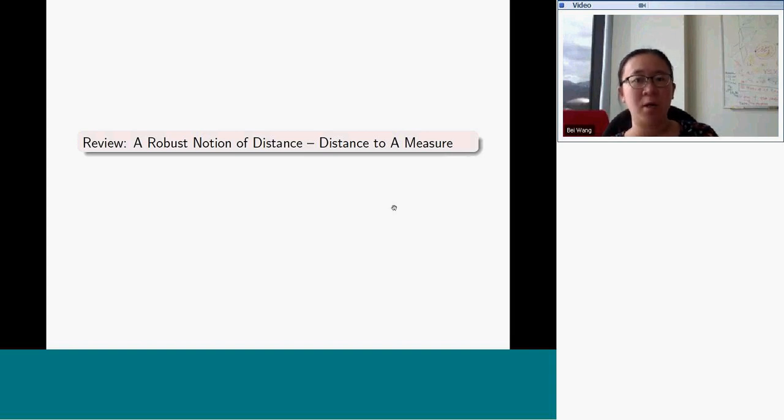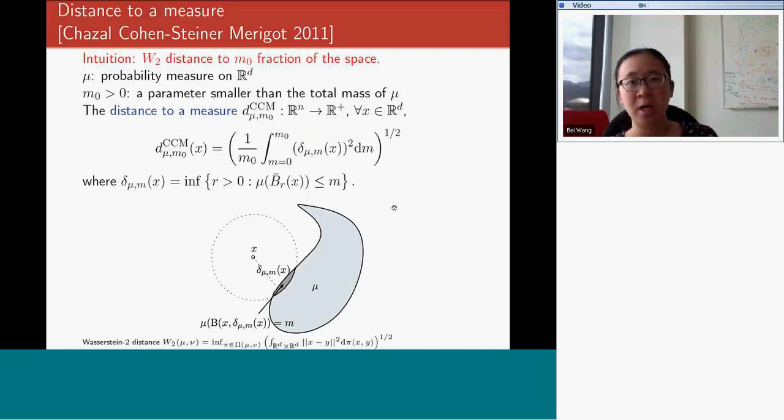In more detail, I will quickly review the distance to a measure, which I consider one of the first works on distance-based inference that is robust to noise. It was proposed by Chazal and colleagues in 2011. The intuition behind distance to a measure is that I have a measure mu on a compact set, and my distance to a measure is some form of distance to a certain fraction of the space. The actual definition takes a relatively complex form, but what it boils down to is that the distance to a measure evaluated at a certain point x is a weighted integral of how much mass a ball of a certain radius could include as the radius shrinks or expands.